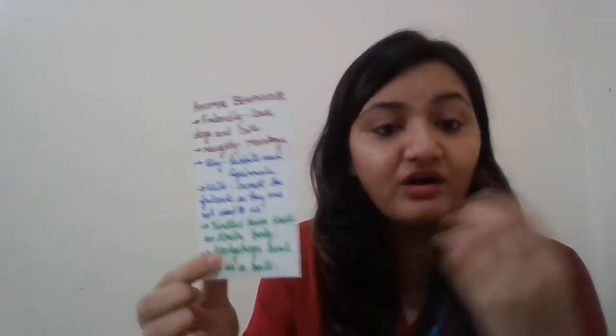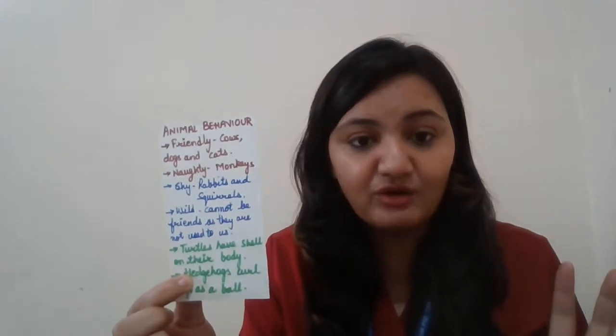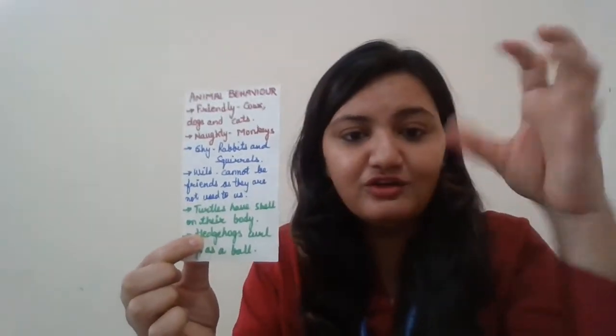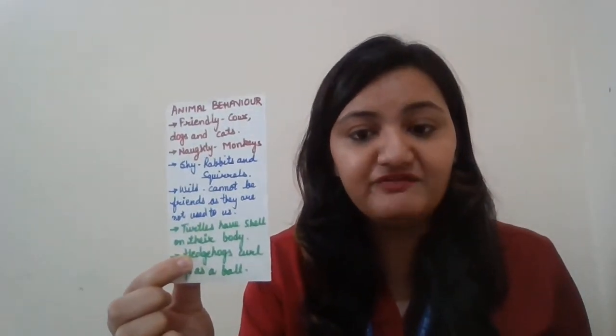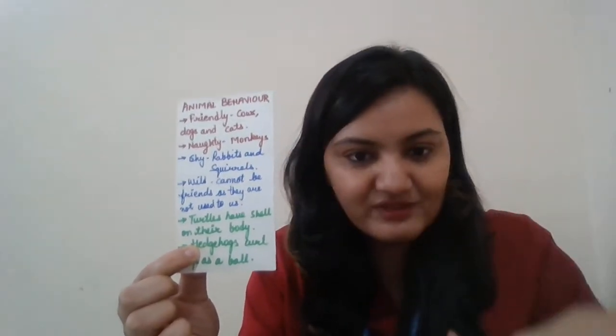Then we have a hedgehog. It's a kind of animal which has spines all around its body and it's quite circular in shape. So when it feels a little bit of danger, it just tucks its head into its legs and makes a cute little ball. So that is a way how animals react to their surroundings, right?